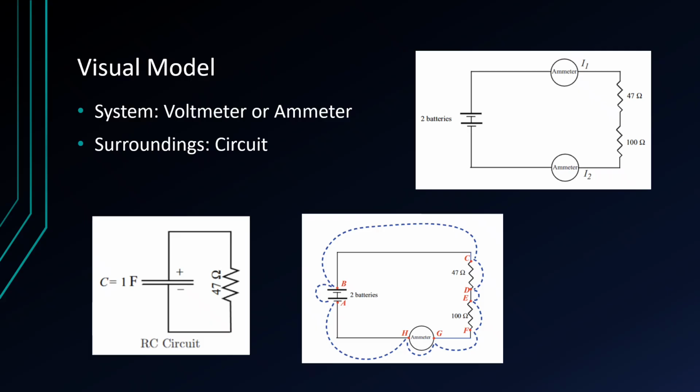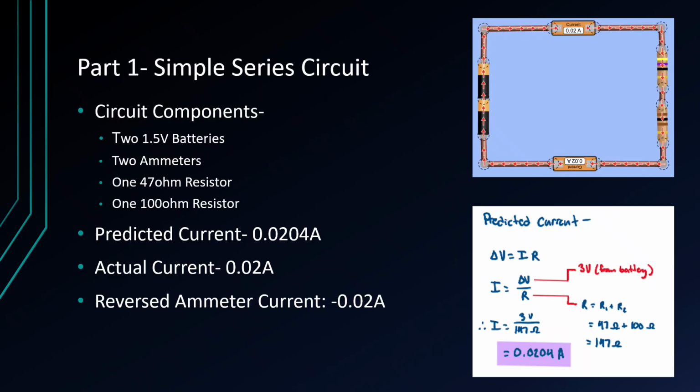So here is a visual model of the circuit, with the system being the voltmeter or ammeter and the surroundings being the circuit. So part 1, we just created a simple series circuit with 2 1.5 volt batteries, 2 ammeters, one 47 ohm resistor, and one 100 ohm resistor. And the predicted current based off of Ohm's law was 0.0204 amps, and the current measured in the simulation was 0.02 amps. And then when we reversed the ammeter, the current showed as negative 0.02 amps.